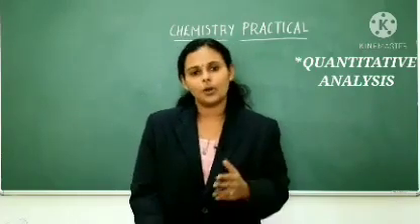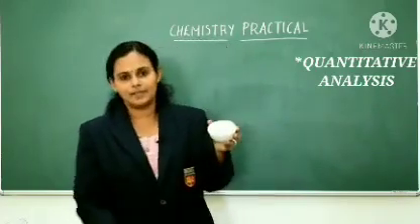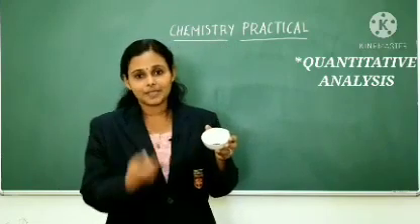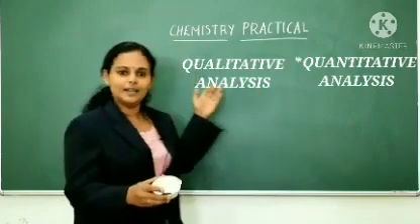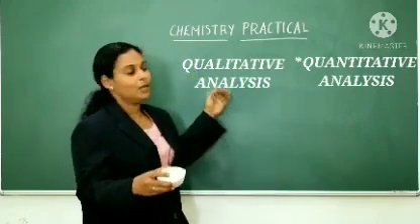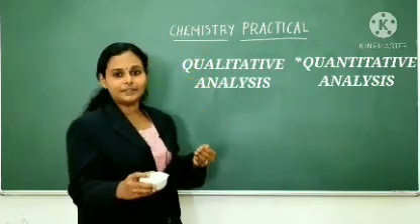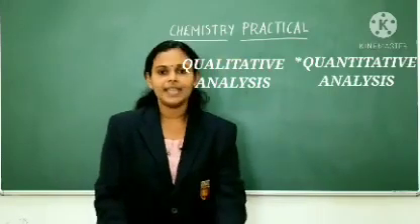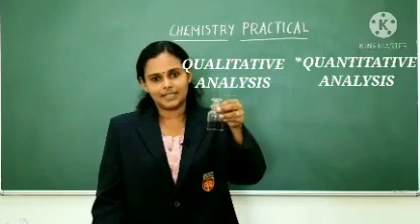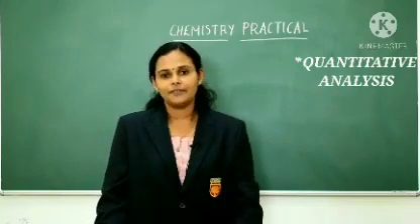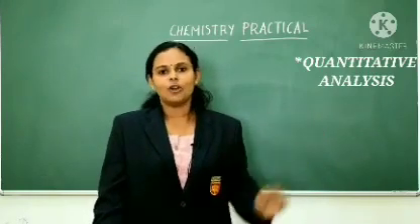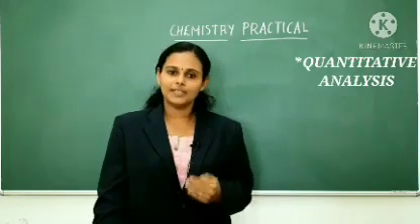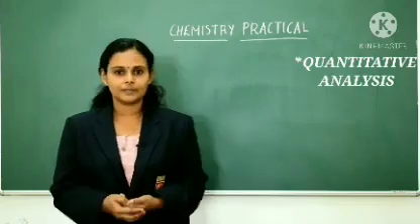And if you go for qualitative analysis, you can see the substance, and by doing experiments, if you find what the substance is, it comes under qualitative analysis. So qualitative is just to identify what the substance is, and quantitative is to find the amount of substance present in it. For this we have got a method called volumetric analysis. So today in this class we are going to deal with volumetric analysis.